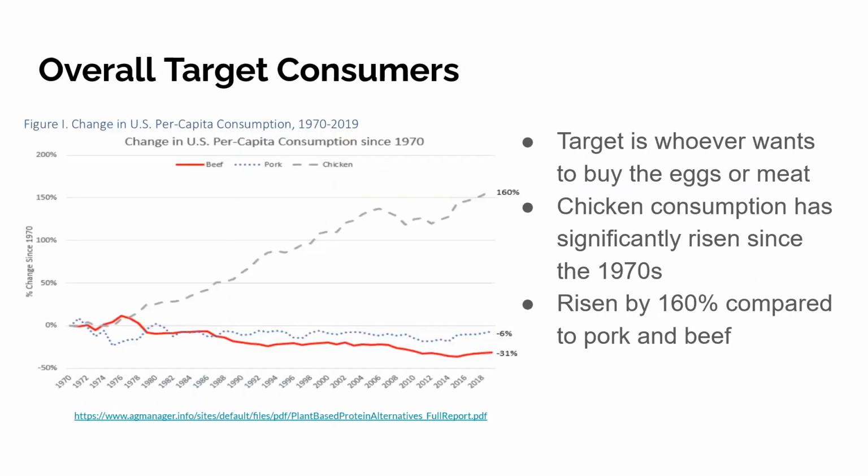So the overall target consumer in the poultry industry is obviously anybody who eats poultry, eats eggs, but it's really interesting because since the 1970s, that's actually risen so much. As you can see on this graph, the dashed line is poultry, and the two lower ones are beef and pork. And so since the 1970s, it's risen by 160%. More and more people are eating chicken.